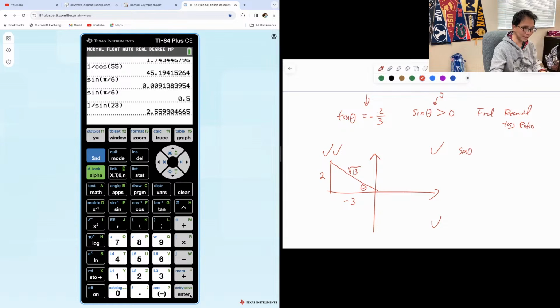So for example, sine theta is equal to 2 over root 13, or 2 root 13 over 13. Cosine theta is what? Negative 3 over root 13. So it'll be negative 3 root 13 over 13. Tangent theta is what? 2 over negative 3, negative 2 over 3. We already have that. Cosecant theta is square root 13 over 2. You can figure out the rest of the information. If you don't understand, watch the video.